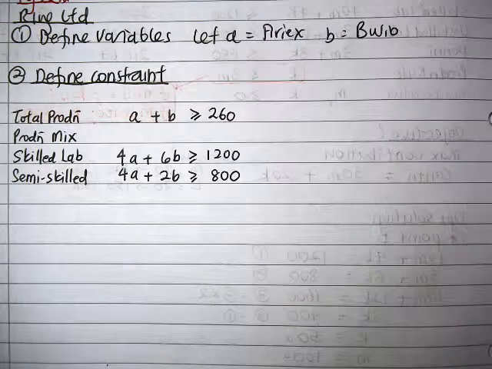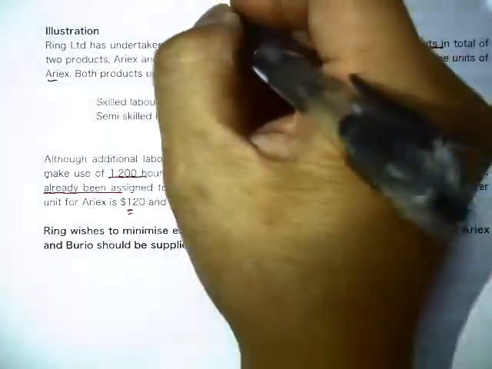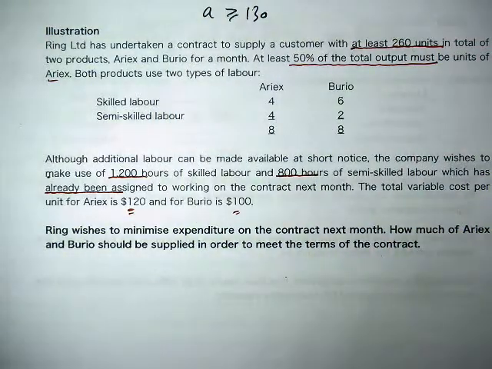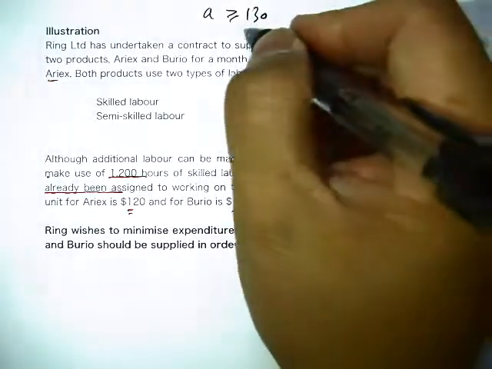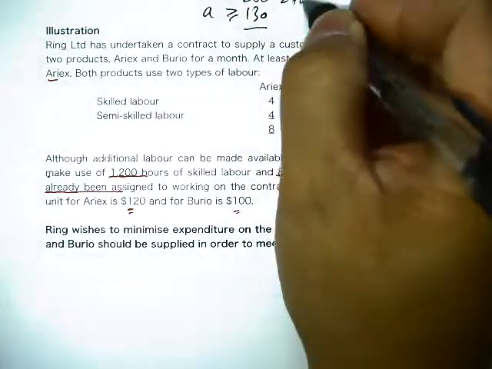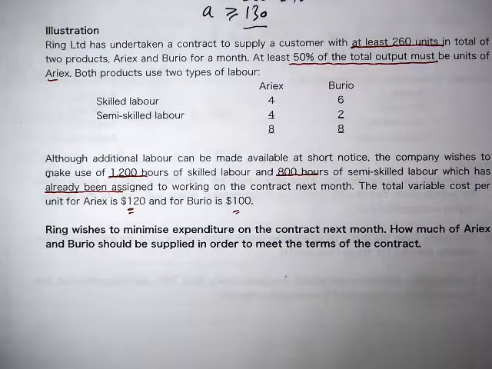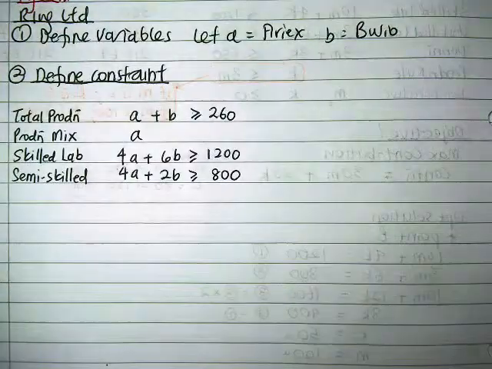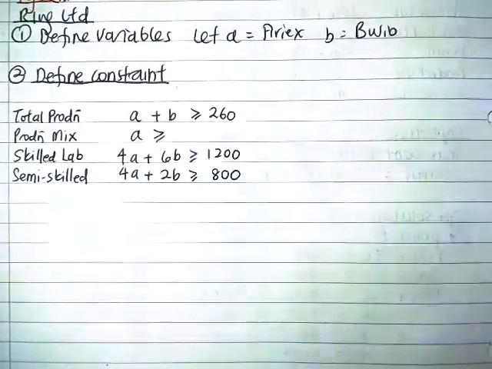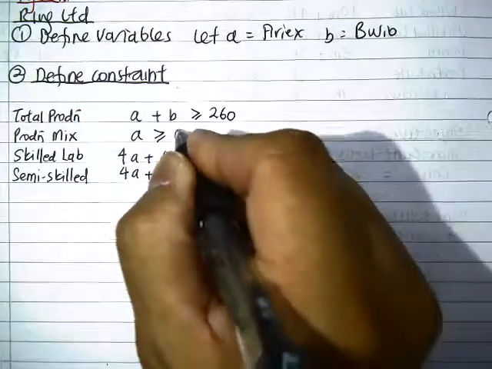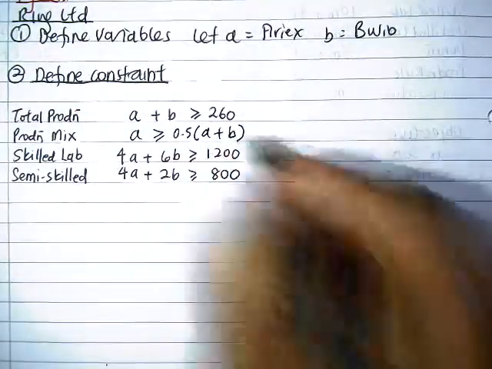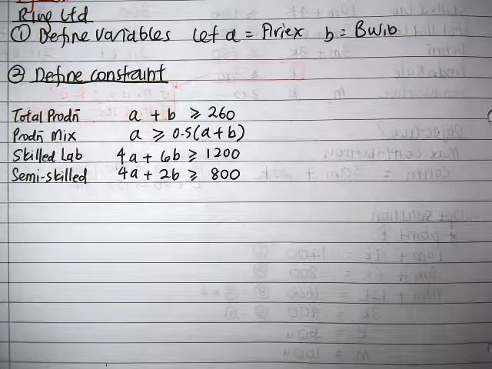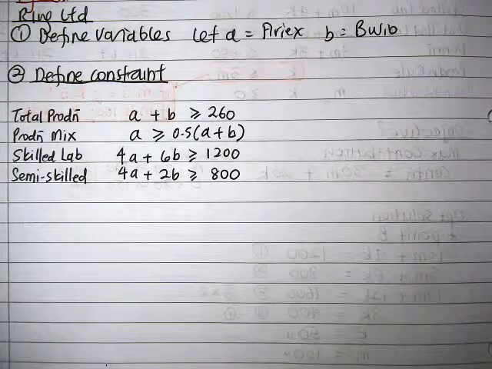260 is minimum only. So some of you will say, if you say half of the total must be A, some put A must be at least 130. Now, that is not right. You only take 130 because it's 260. If it's 270, then it must be at least 135. So that's why you have to put them in an equation, with an unknown. So what must A be? A must be at least or more than 0.5 of A plus B. A plus B is total. Half of total, so it's 0.5 of A plus B, okay?